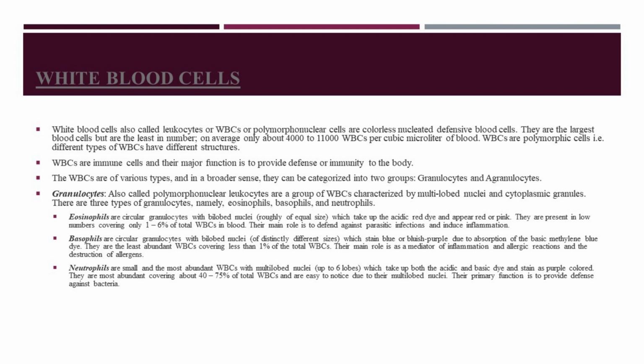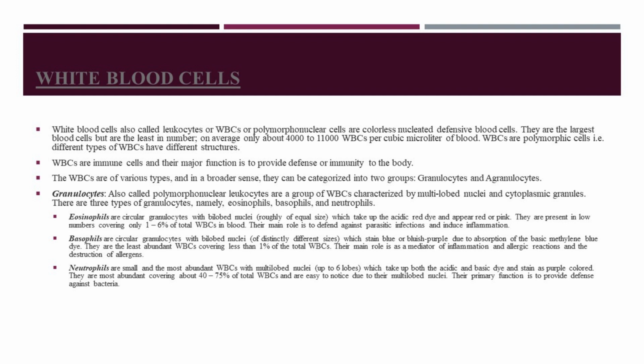White blood cells. White blood cells, also called leukocytes, WBCs, or polymorphonuclear cells, are colorless nucleated defensive blood cells. They are the largest blood cells, but are the least in number, on average only about 4,000 to 11,000 WBCs per cubic microliter of blood. WBCs are polymorphic cells, i.e. different types of WBCs have different structures.